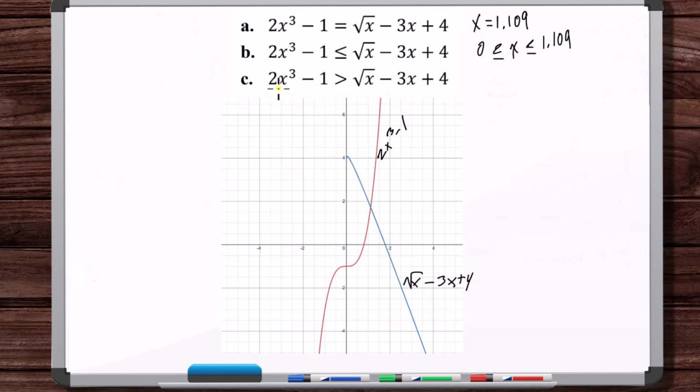Okay, now what about the greater than? Well, we see that's over here. So that's going to be x is greater than 1.109.